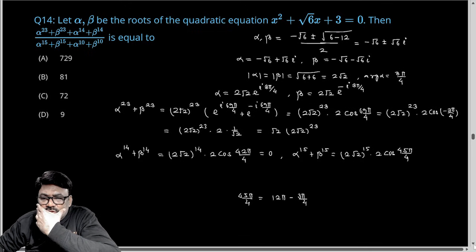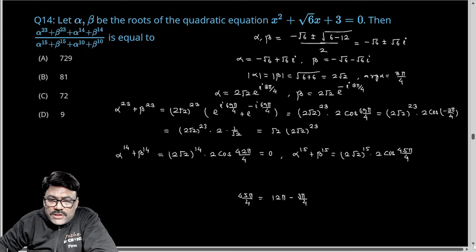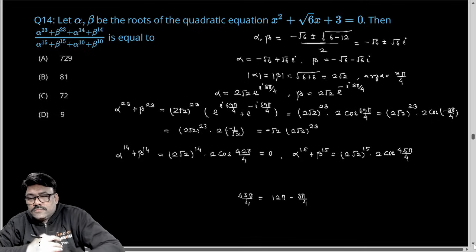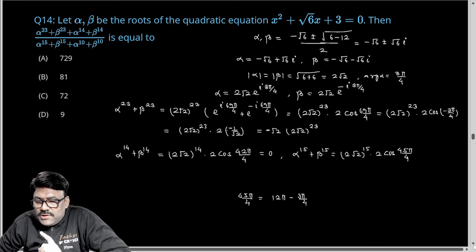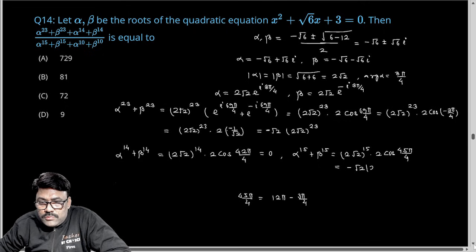In fact, here I have written something wrong. In alpha raised to 23 plus beta raised to 23, cos 3 pi by 4 will not be 1 by root 2. Actually, it will be minus 1 by root 2 here. It is a minus sign here. And here also the same thing. Cos of minus 3 pi by 4, the same thing I will get here. Here also I am getting minus root 2 times 2 root 2 raised to 15.